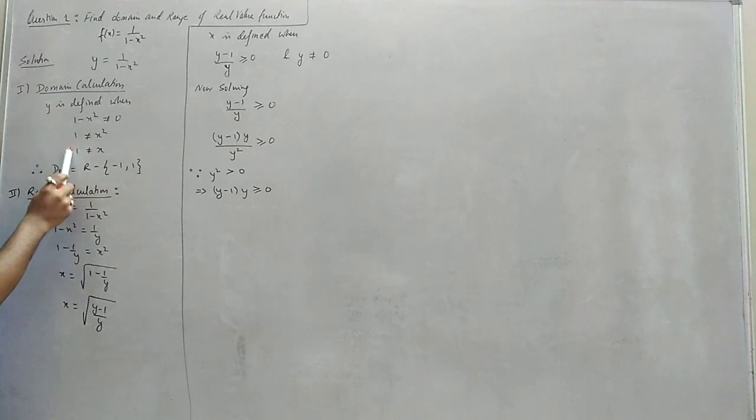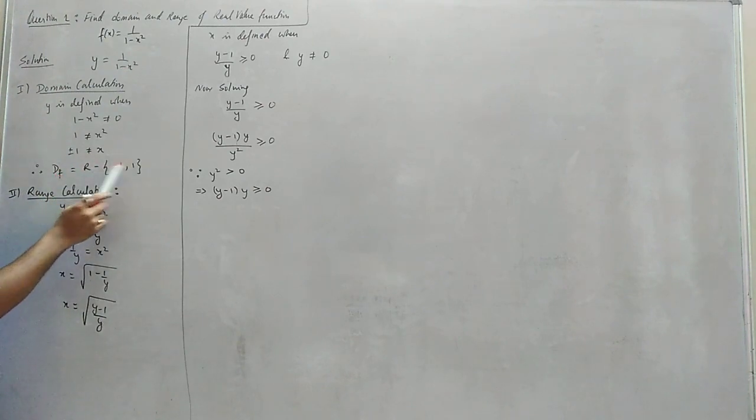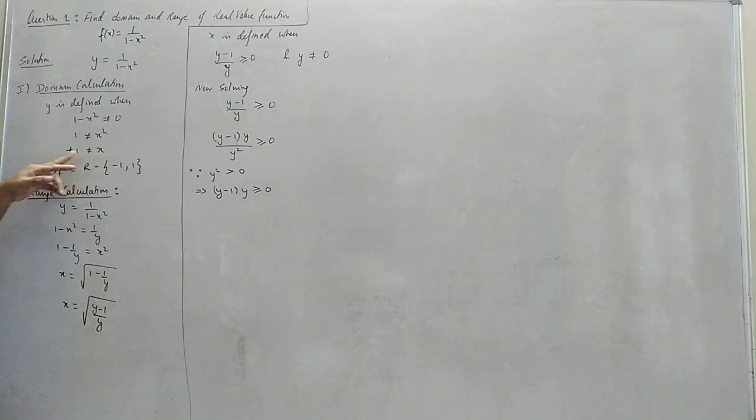That means if I substitute plus 1 and if I substitute minus 1, this term will become 0. So what is the domain? The whole real numbers minus minus 1 and plus 1. Clear? Understand this? Class, x cannot be equal to these two values. Other than these two values, x can be any real number. That means all the real numbers minus 1 and 1. This should be in braces.